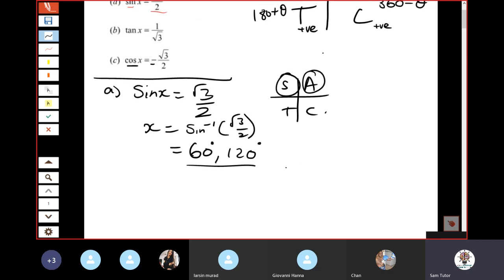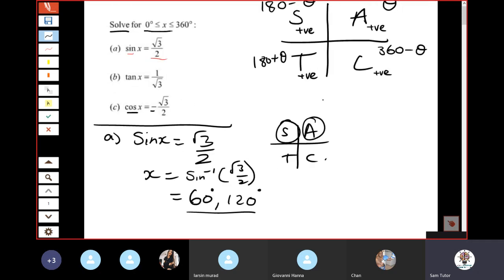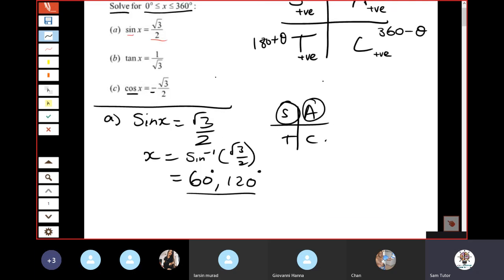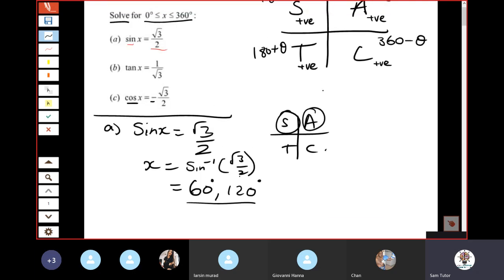A good point to make: it does say solve it for all the numbers from 0 to 360. This is all the numbers from 0 to 360, that's what this does. Let's just say 60 degrees is right there. If I add 360 degrees or subtract 360 degrees to 60, where will I come back to? Exact same spot, right? No matter what I add or subtract, I'm always back at the same spot.